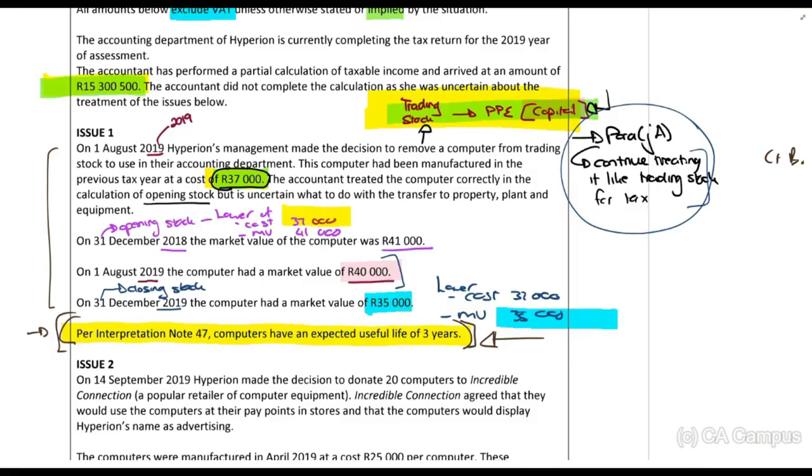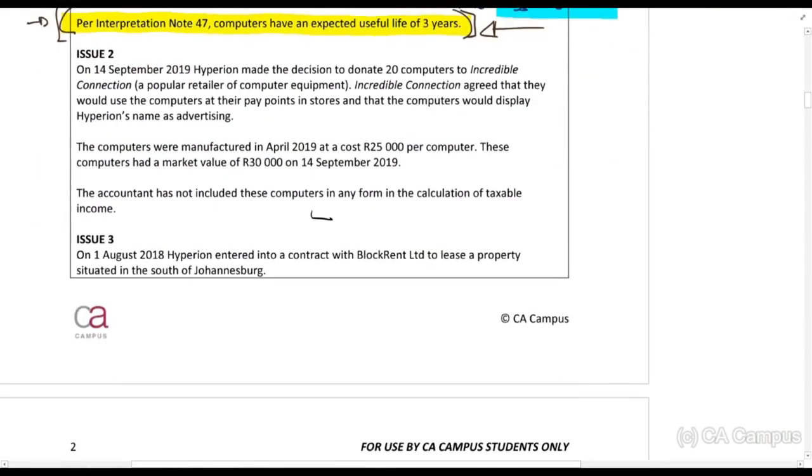Saying this is why this is irrelevant, and this is why this is not irrelevant. That's the whole point of being a professional, that you're not just a person that follows paint by numbers and things like that. Anyway, now we move on to issue 2.